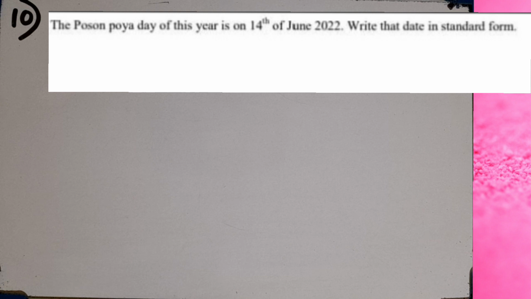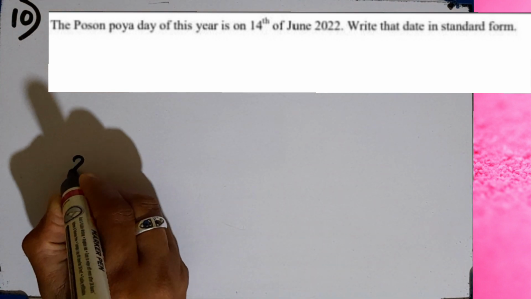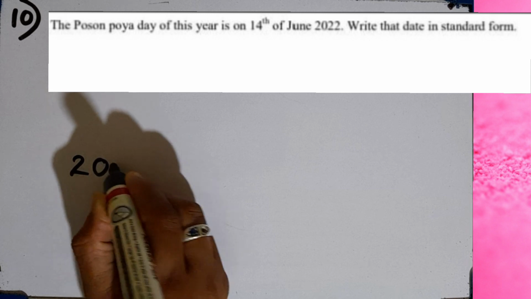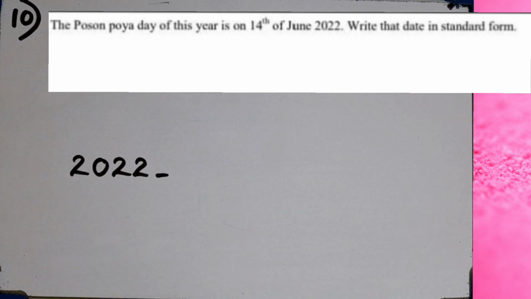Question number 10. The person day of this year is on 14th of June 2022. Write that date in standard form. First, the year should be written using 4 digits, 2022. Then put a small dash here.